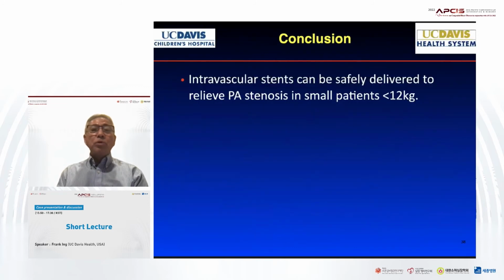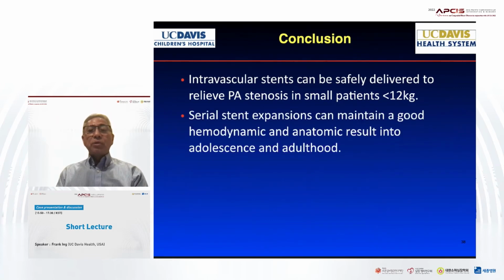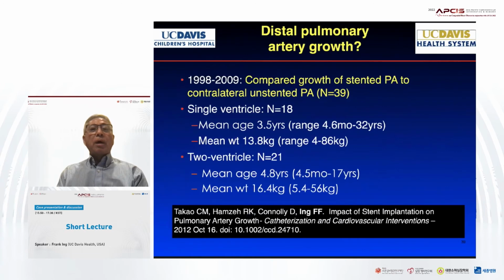So the conclusion was that the intravascular stents can be safely delivered in small patients, smaller than 12 kilograms. Serial stent expansion can maintain good hemodynamics and anatomy all the way through adolescence and even adulthood. And then what about the distal growth? I sort of alluded to that.